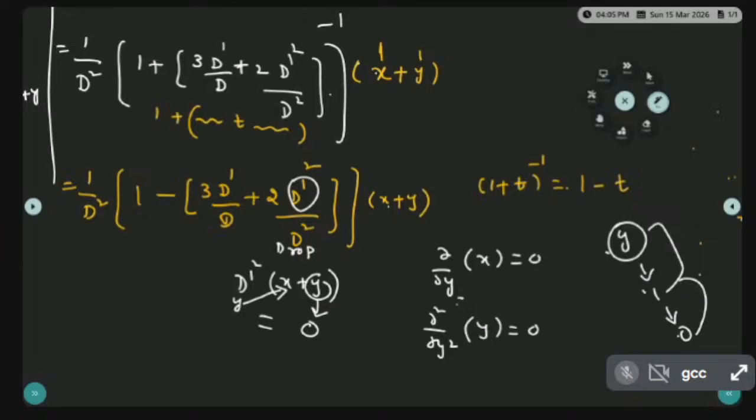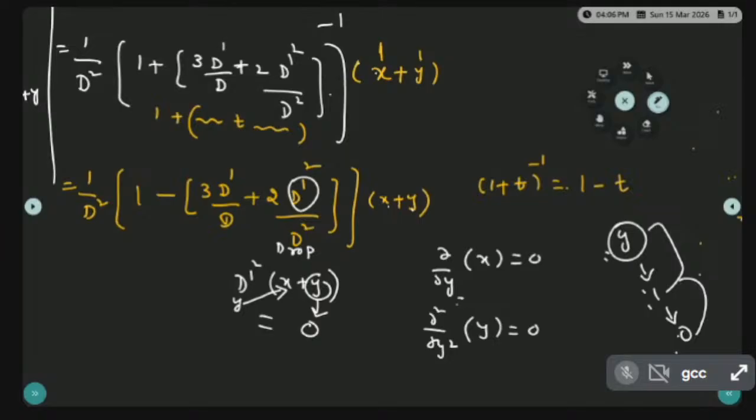I am dropping it. Once again, I am telling you, look, D' means differentiation with respect to y. With respect to y, what is the x differentiation? 0. With respect to y, if you differentiate y 2 times, obviously it will give you 0.